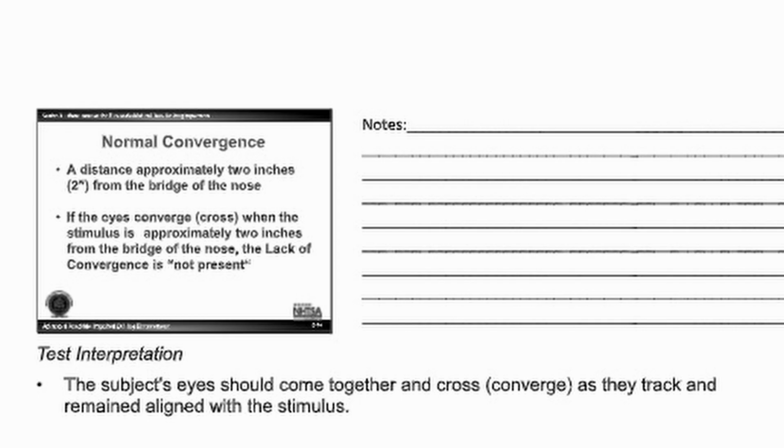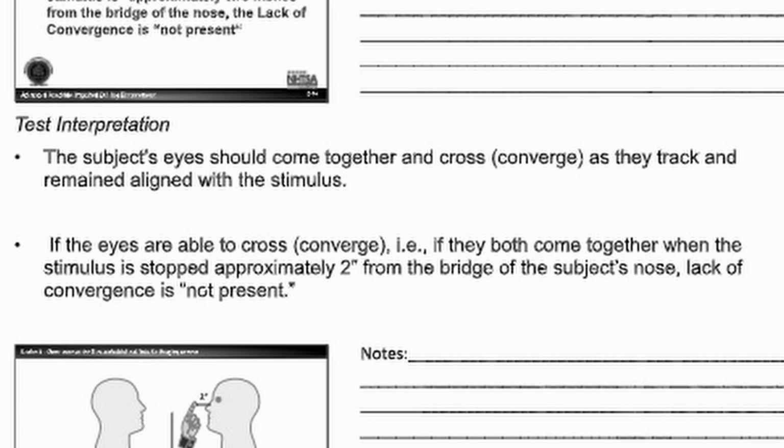According to A.R.I.D.E., normal convergence occurs at a distance approximately 2 inches from the bridge of the nose. If the eyes converge or cross when the stimulus is approximately 2 inches from the bridge of the nose, the lack of convergence is not present. Furthermore, A.R.I.D.E. adds under test interpretation, the subject's eyes should come together and converge, as they track and remain aligned with the stimulus. If the eyes are able to converge, i.e. they both come together when the stimulus is stopped approximately 2 inches from the bridge of the subject's nose, lack of convergence is not present.